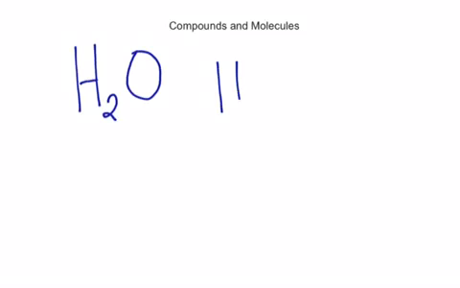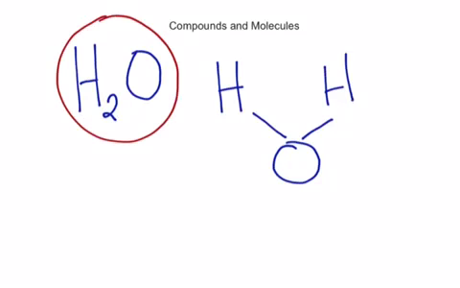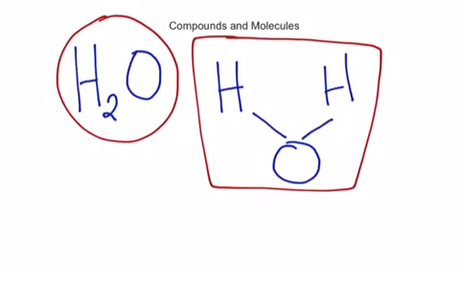Here you have two hydrogen atoms bonded or joined to an oxygen atom. The chemical formula is a shorthand way of describing the molecule. So H2O represents one molecule of water.